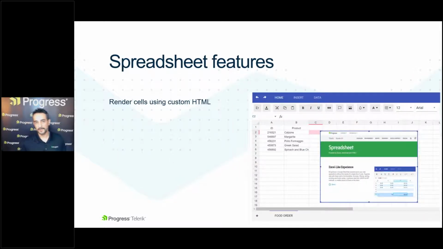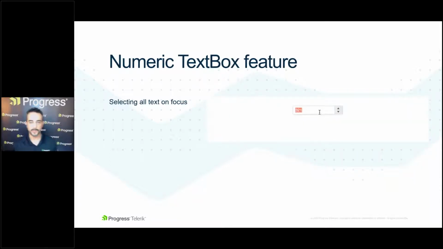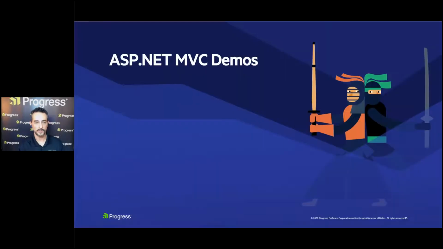And we're continuing on with even more improvements to our popular components. Our spreadsheet now has some custom HTML rendering capabilities, so you can put basically anything you want inside of those spreadsheet cells. That's something that customers ask for and we deliver. For the numeric TextBox, we added some simple features here just to help with the UX of the control. So you're able to just select all of that content on focus.